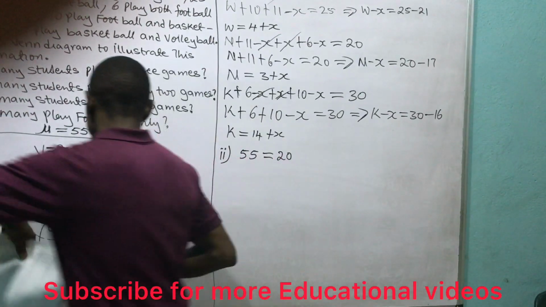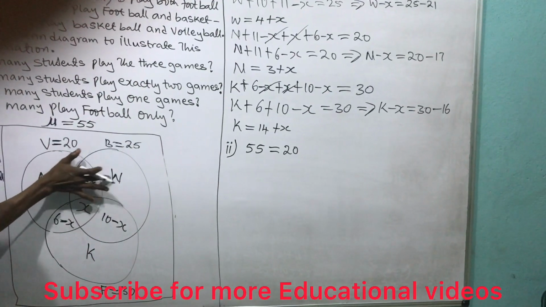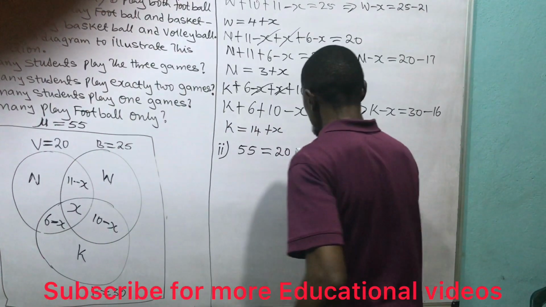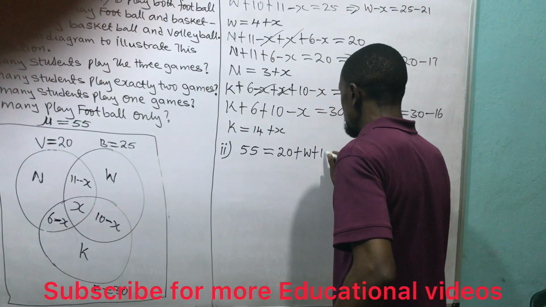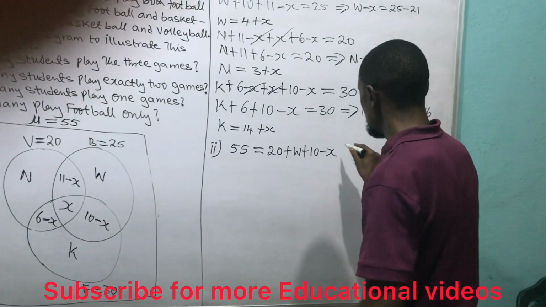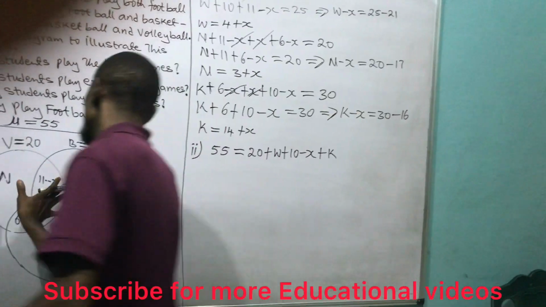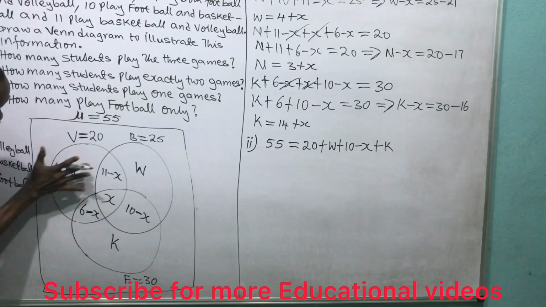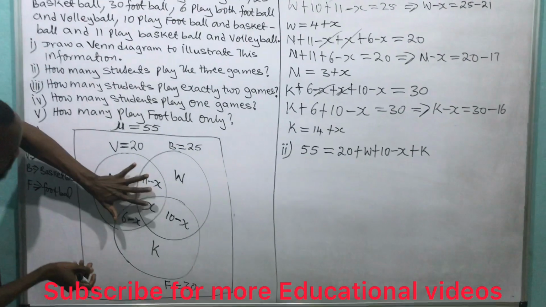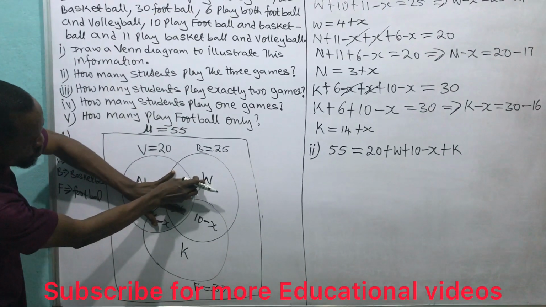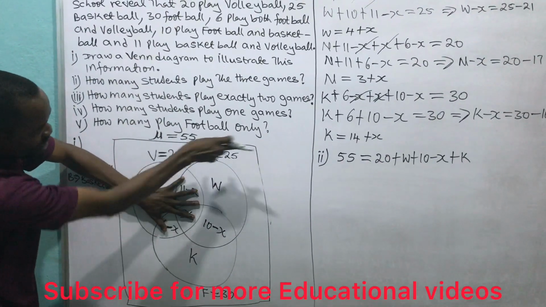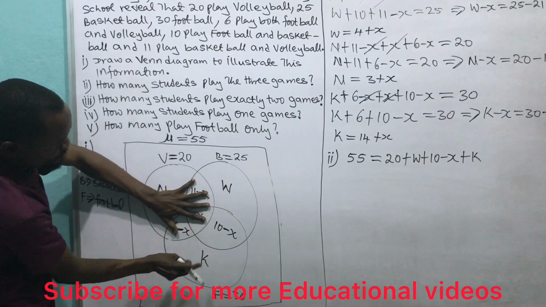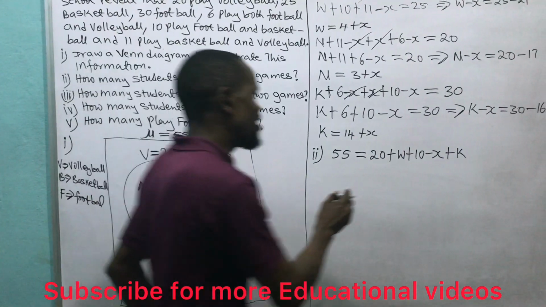What remains after I have closed this circle? What remains is W, 10 minus x, and K. I will have W plus 10 minus x plus K. That's what we have here. Let's see if I close this circle. Watch here. If I close this circle, this circle is closed. If I close this circle like this, I have W. This circle is already 20. That's why I have 20 there. Then plus this, plus this, plus this. That's what remains here.